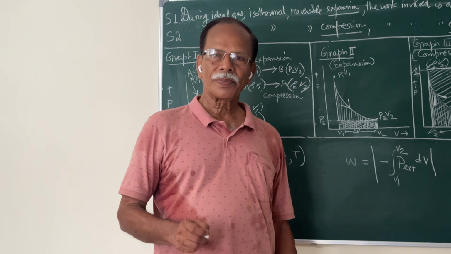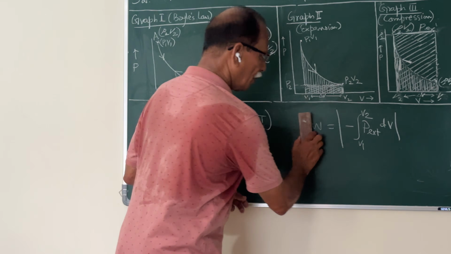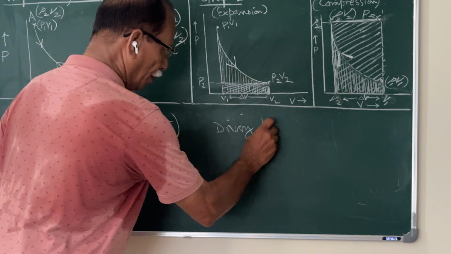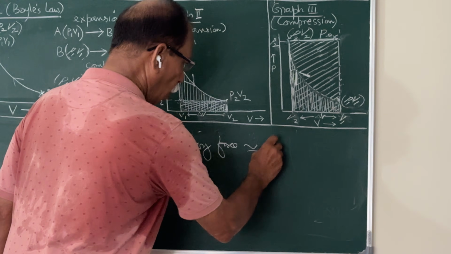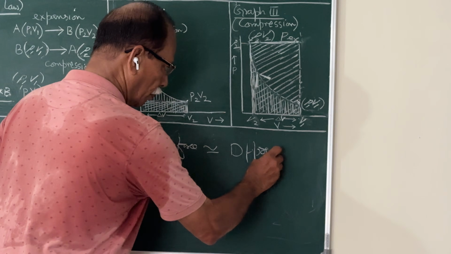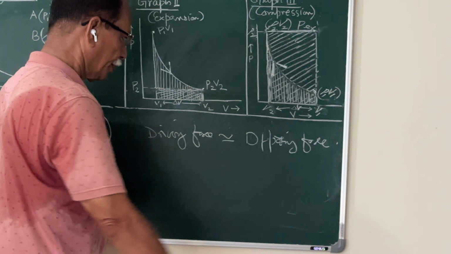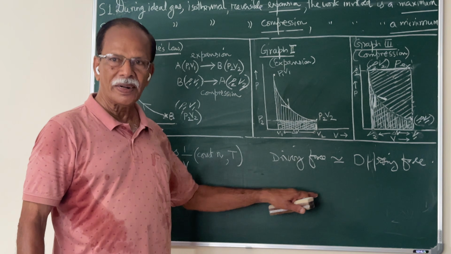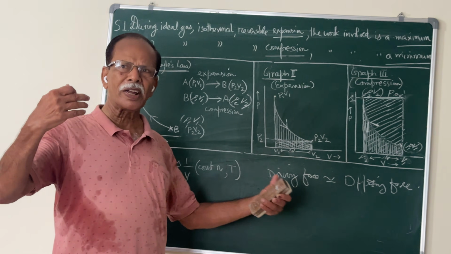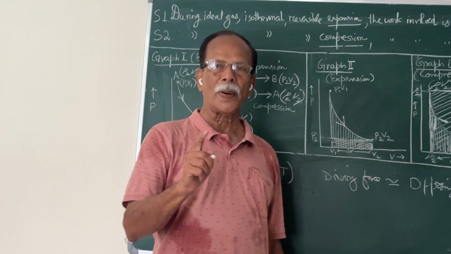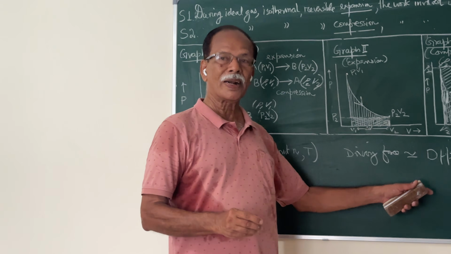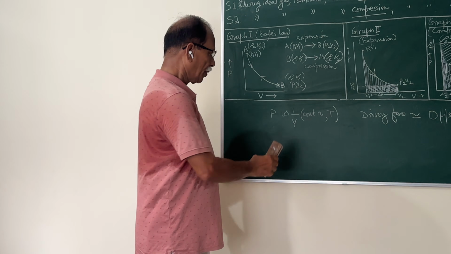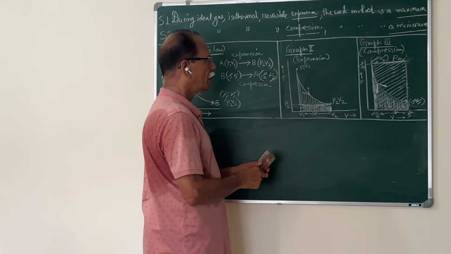Fourthly, reversible condition means the driving force is almost equal to the opposing force. Driving and opposing forces are almost equal. It can be taken as equal. So it is a near-equilibrium process taking place extremely slowly. Whereas the irreversible path corresponds to driving and opposing forces widely different. With these prerequisites, let us analyze the work of expansion.